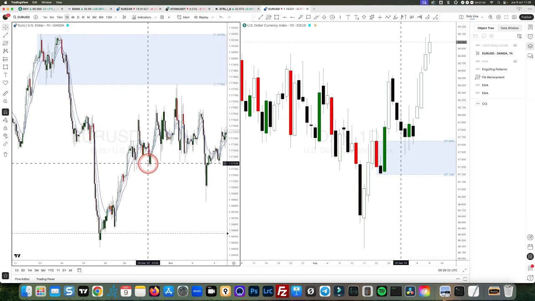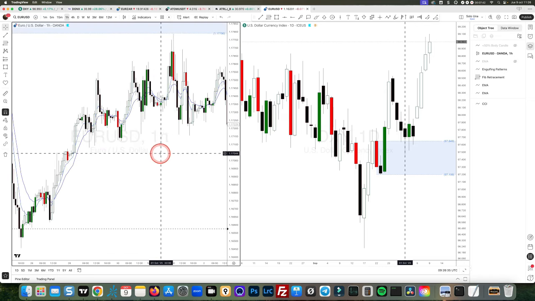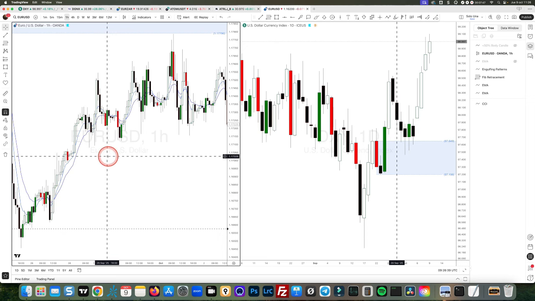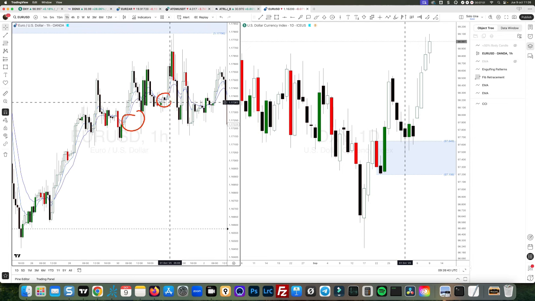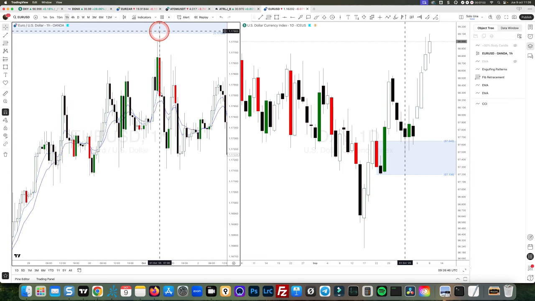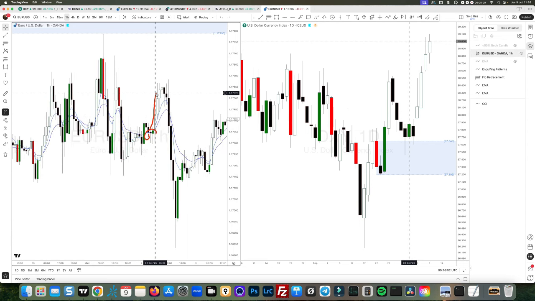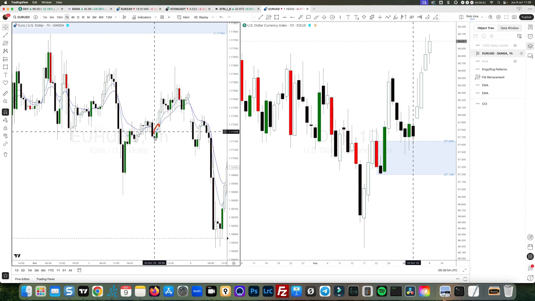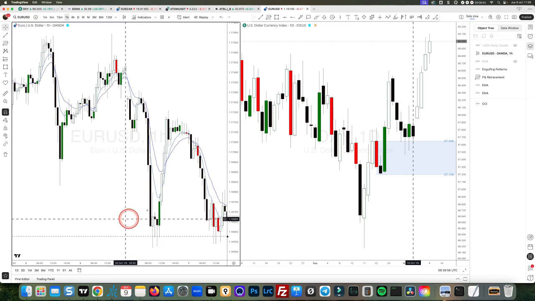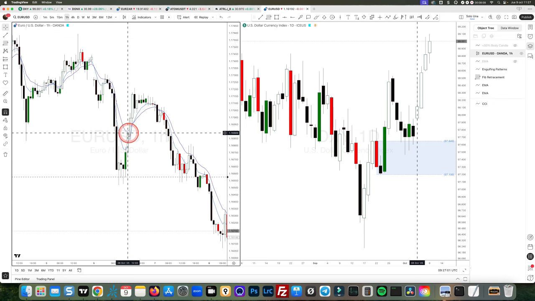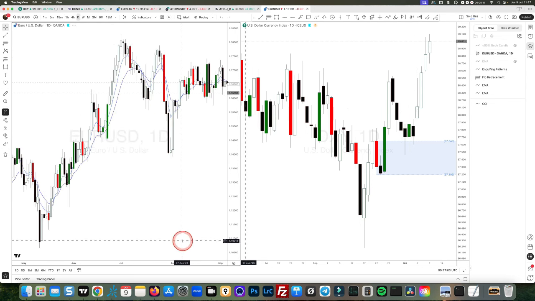So as price was rallying there, we have EMA crosses up and down, and all of them played out. But then suddenly it just drops. Then we have another EMA cross up and it doesn't work. Another EMA cross, it rallies a little bit and then it drops. It rallies and it drops.